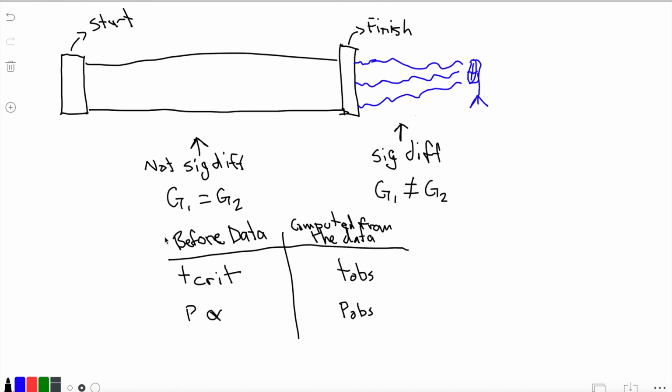Now, I could go into how we figure these out before the data, but for now I'm not going to. That can be left for another video. The idea here, assuming you know how to determine these things and to compute these things, you can now start making these decisions about whether our data is different between the two groups or not.